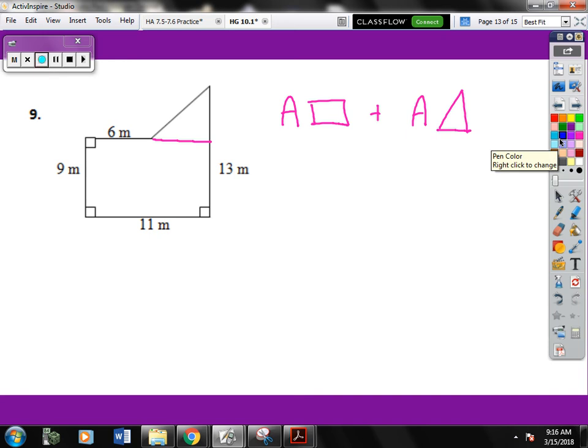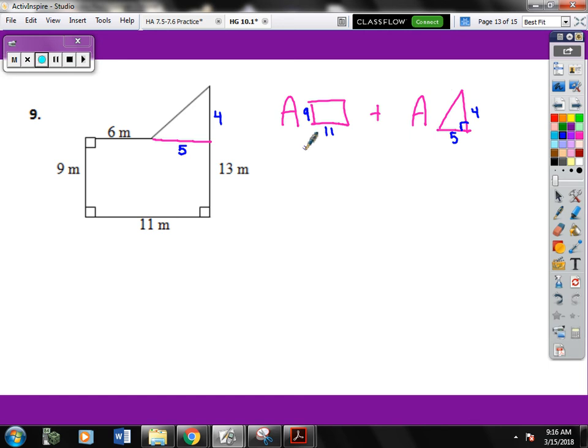The rectangle is easy. It's a 9 by 11. What would the dimensions of the triangle be? Maddie? Good. 5 and 4, because 11 minus 6 is 5, and 13 minus 9 is 4. Make sure you realize that's all. So this would be 5 and 4. You do not need to find the hypotenuse, because you're just finding the area.